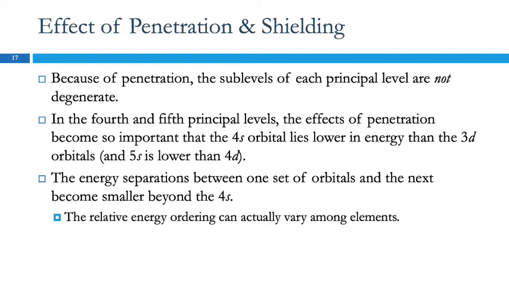Because of how those sublevels penetrate each other, the sublevels in a given principal energy level are not degenerate. And when we get further up into the 4th and 5th principal levels, the effective penetration is so important that we actually have the 4s orbital being lower in energy than the 3d orbital. And things get all messed up. But I'm going to show you how that order is all hiding on the periodic table. We don't need to memorize anything.